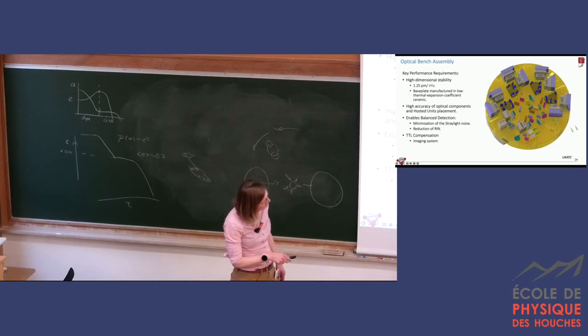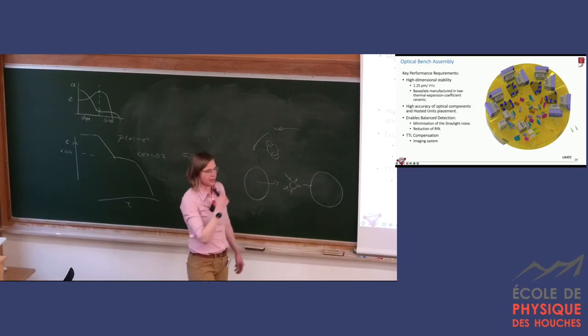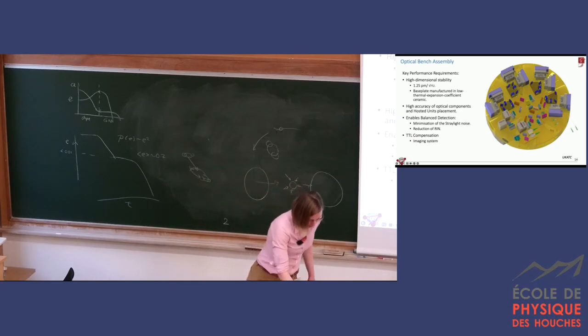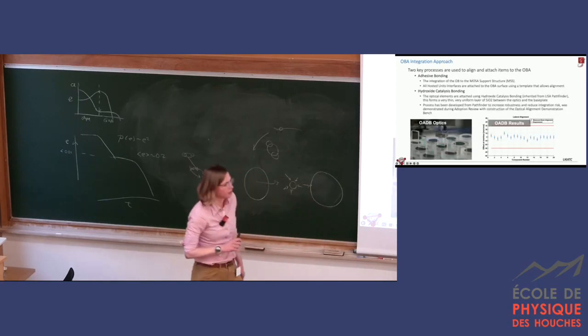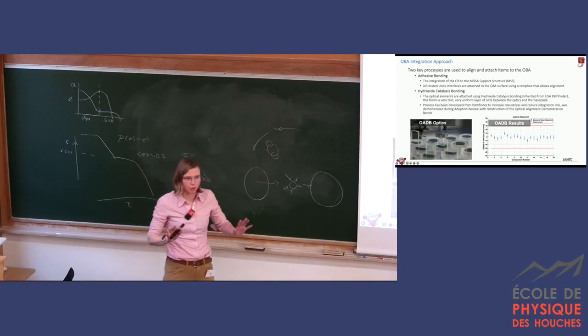Then we also have, here are the fibers that receive light from the adjacent bench and send it back. So this is our LO. So this is optical. This is how the optical bench looks like. I don't know if there are any more questions.